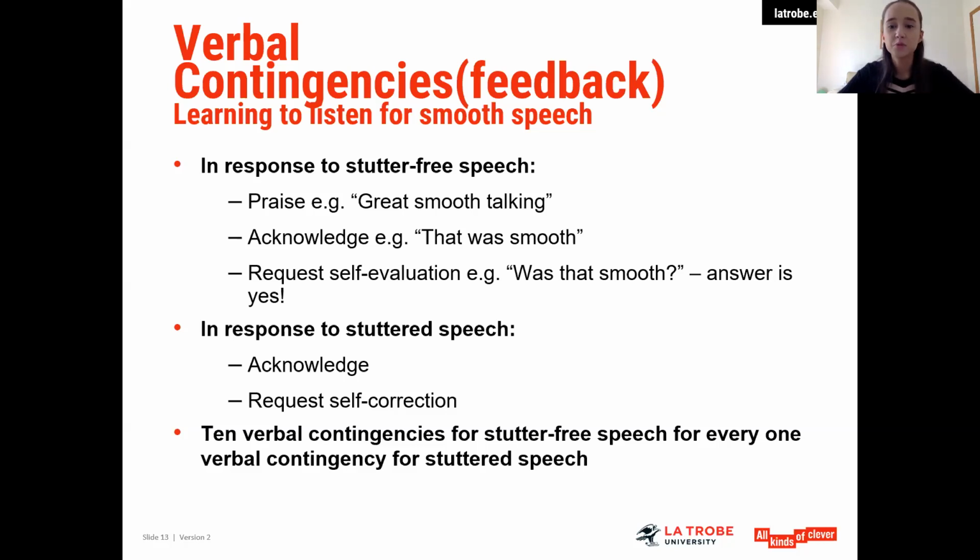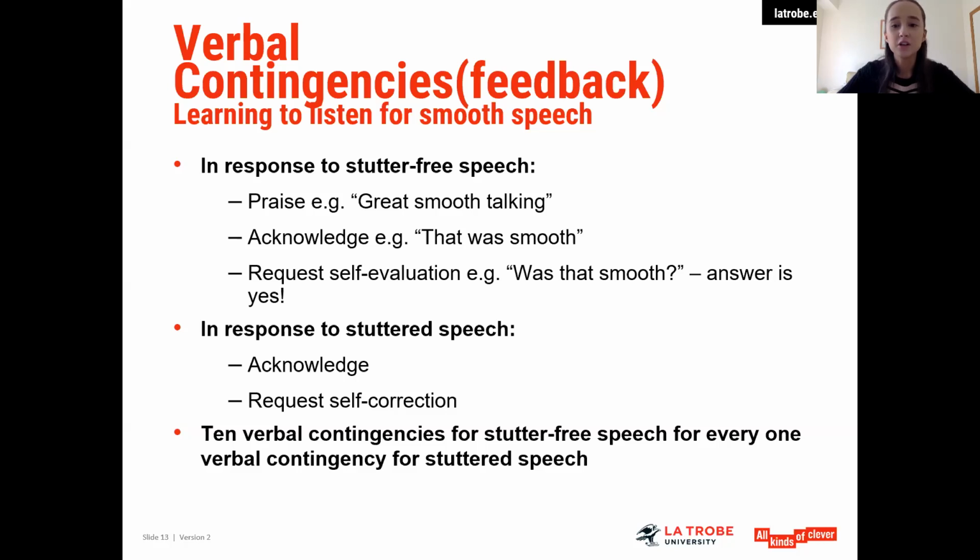There are two types of verbal contingencies for stuttered speech. The first is acknowledge, which again is very matter of fact. So for example, you might say, that was bumpy. And the second is request for self-correction. So for example, you might say, dog was bumpy. Can you try say that again?